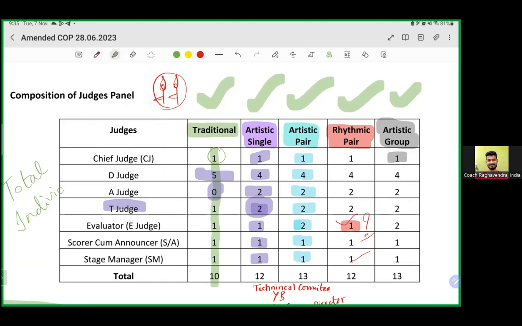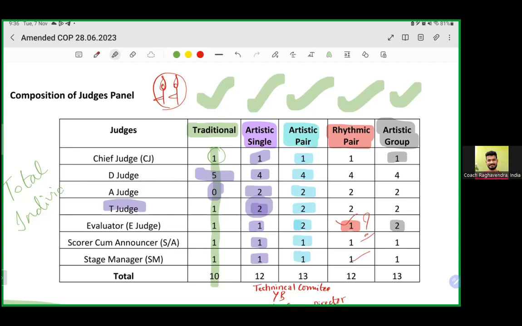In group event, if we see, the major change is at evaluator. Remainings are same as per the rhythmic pair event or artistic pair event. Why? Because in group event, there is involvement of artistic movements, there is involvement of formations, there is involvement of some group pyramid structures. So based on these things, evaluator role is very important.